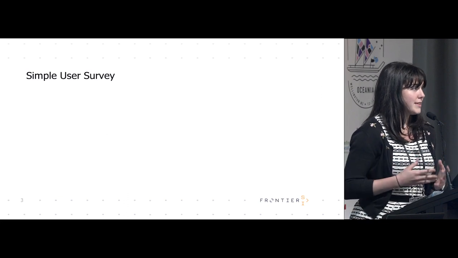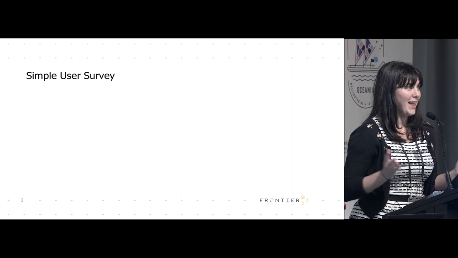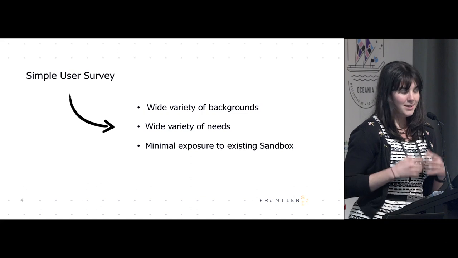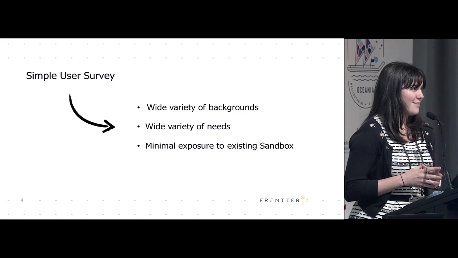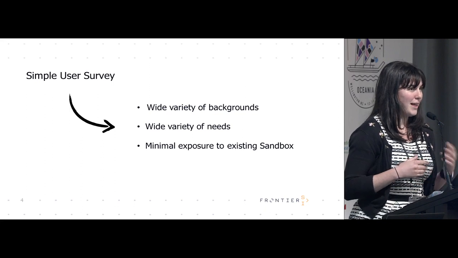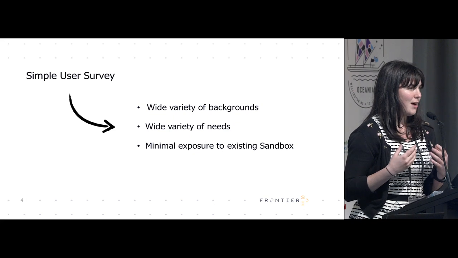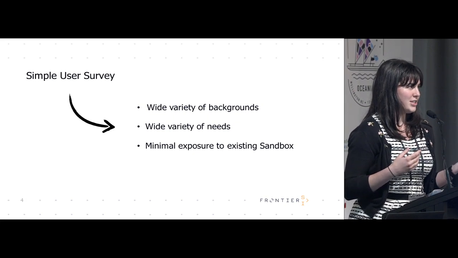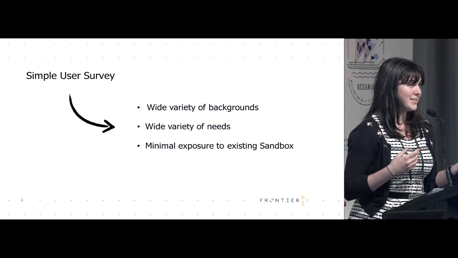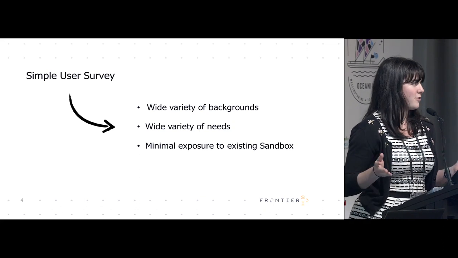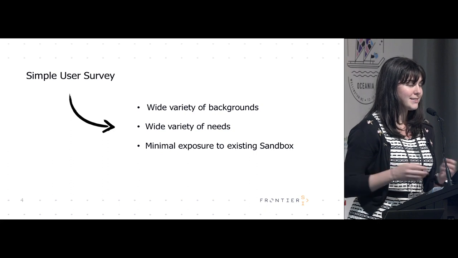So we started with a really simple Google Forms survey, and this was just emailed out point blank to everybody on our mailing list, which I think was 600 people. And what we discovered out of that was that people have a really wide variety of backgrounds. There were people in government or in industry, from the level of decision makers who wanted actionable insights to the people who were doing the technical work. And all of those different groups had a really wide variety of needs.